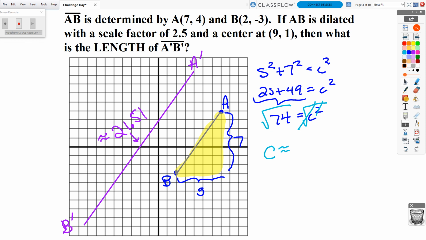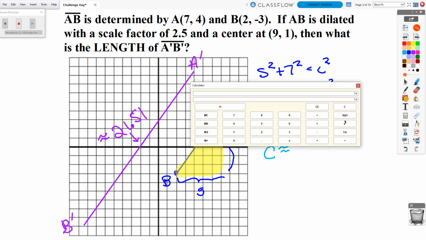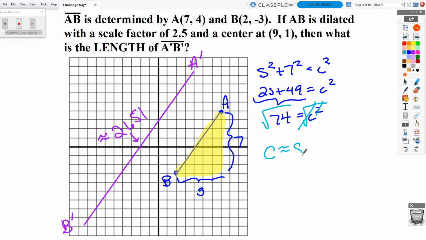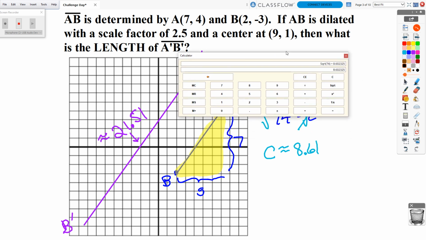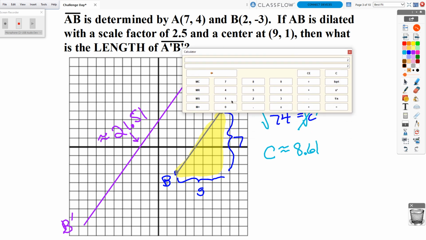It's like 8 point something, right? Let's see, 74 square root. 8.61 if I go 2 decimal places. 8.61. All right, and so clearly this is not the same as this. But I start to wonder, how many times bigger is 21.51 compared to this 8.61? What could it be? So let's go back to our calculator, and let's go 21.51, and let's divide it by 8.61, and let's see how many times bigger 21.51 is compared to our original.